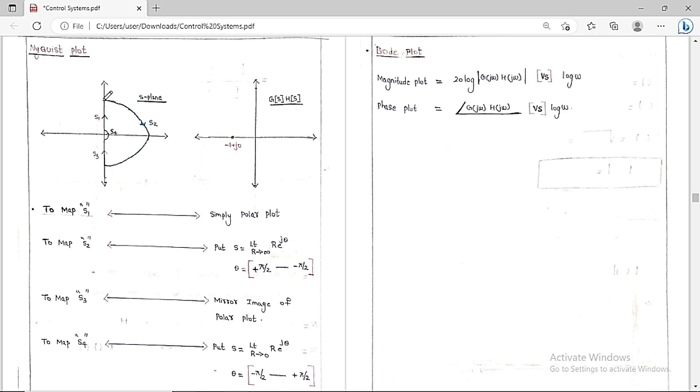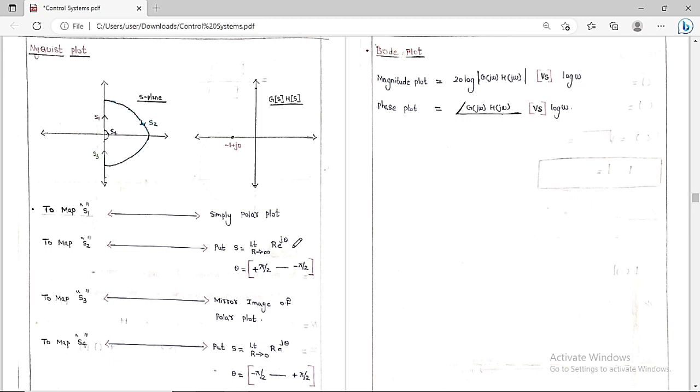Now, in order to map S2, S2 is nothing but this path. So for this path we have to put the value S is equal to limit R tends to infinity, R into e to the power of j theta, because S is equal to sigma plus j omega.